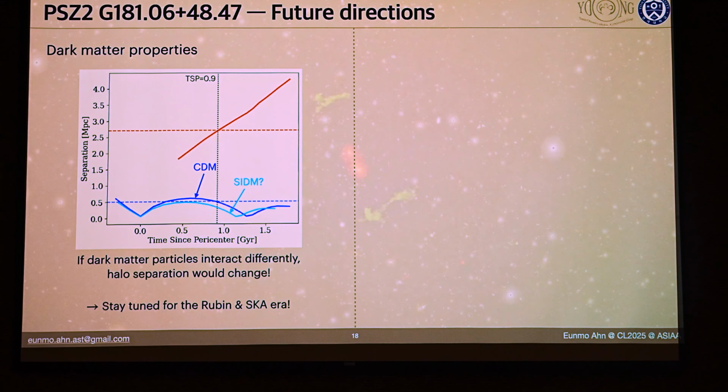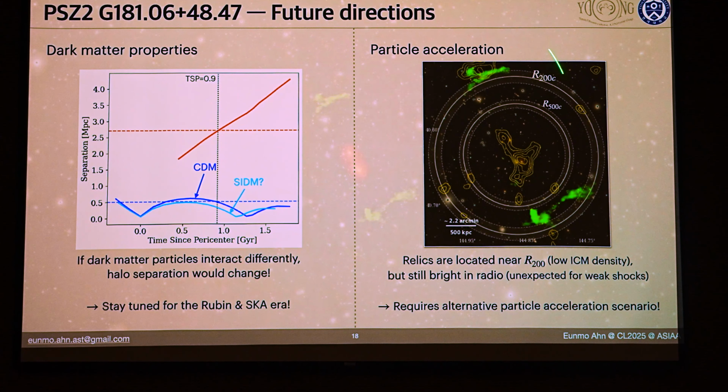And for the last part, I would like to first mention the future direction of this work. As I mentioned before, this cluster is in a late phase of the merger, which could be used to constrain the dark matter properties. However, there are quite a lot of uncertainties remaining. For example, we don't know the viewing angle of the merger, or the impact parameter of the merger. So to constrain the dark matter properties, we need a lot of samples, and we need to conduct a statistical analysis. So we are waiting for the Rubin and SKA era, where we can detect a lot of radio-related clusters and conduct weak lensing analysis of them.